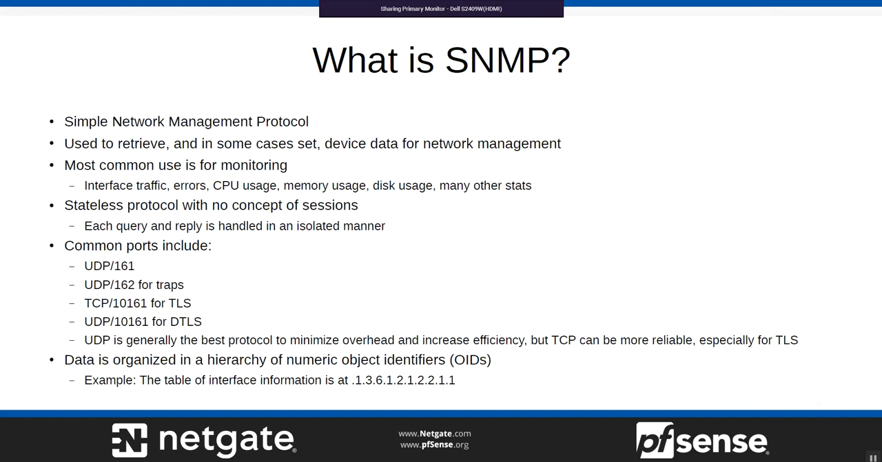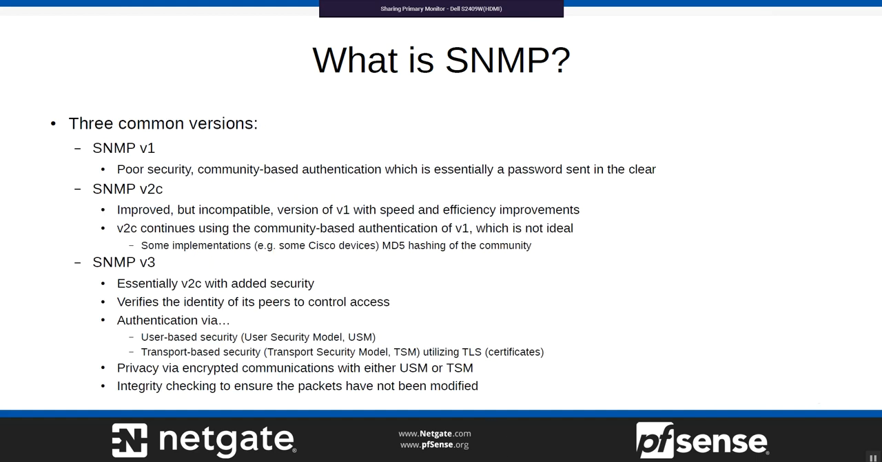Okay, so in SNMP, the data is organized into a hierarchy of numeric object identifiers, or OIDs. So you might have a table of interface information, and this one shows a long series of numbers. That can be kind of hard to interpret, which is why we'll talk about MIBs here in a minute.